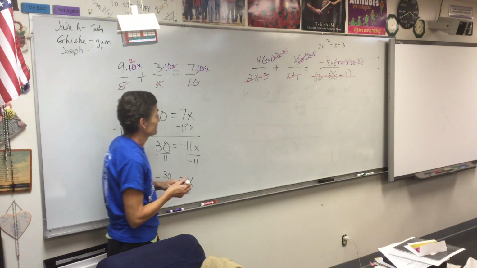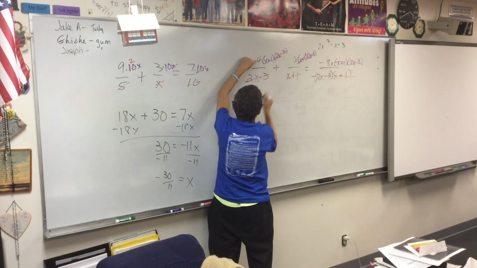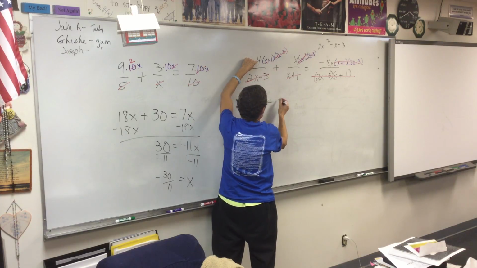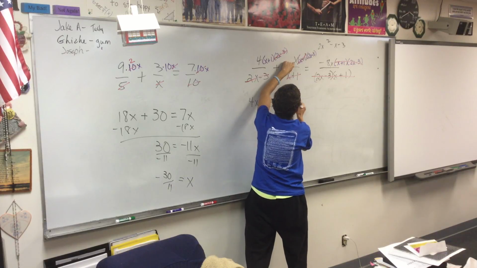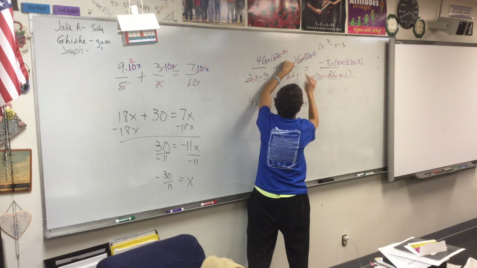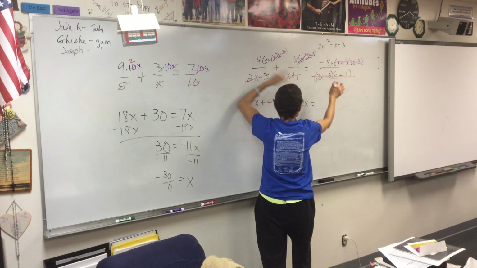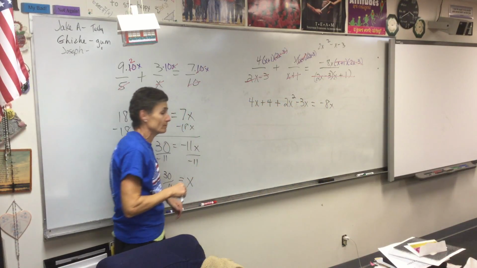All you have left is a little bit in the numerator. What's left right here? 4x plus 4. Don't forget to do your distributive. 4x plus 4, plus, more distributive, 2x squared minus 3x. X times 2x minus 3 equals, over here nothing's left but negative 8x. Everything else canceled out.